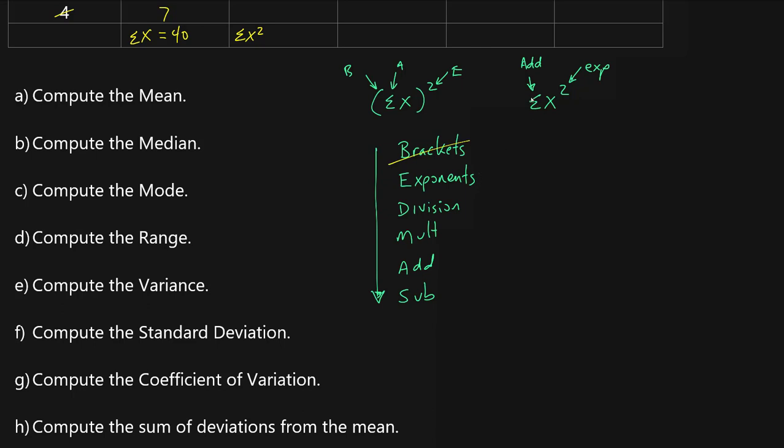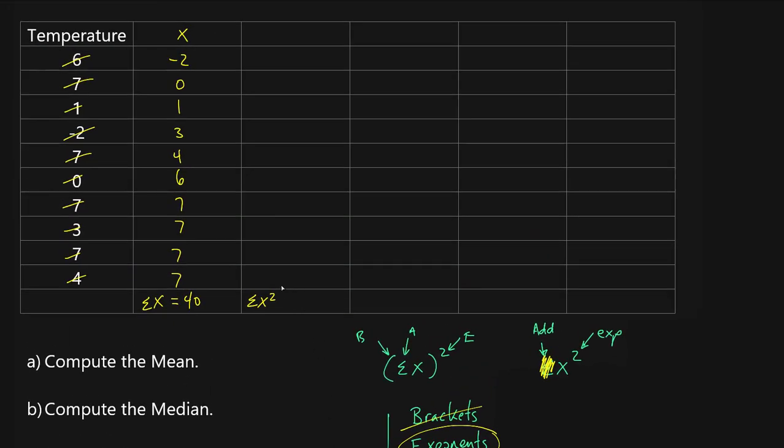I have to effectively ignore that I have a summation sign and only focus on the exponents. So that means don't sum things up first. Don't get the sum of x first, the 40, but instead square all of the x values first, because that's the first thing that happens in the order of operations. Later on, I will get to addition. So I need to square all of my x values. So let's do that. Okay, so negative 2 squared is 4, 0 squared is 0, 1 squared is 1, and so on.